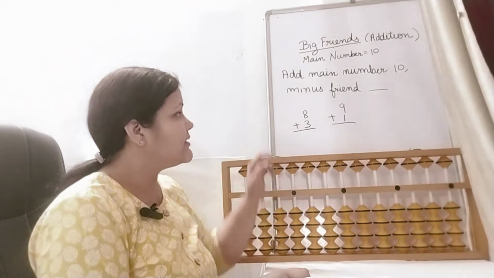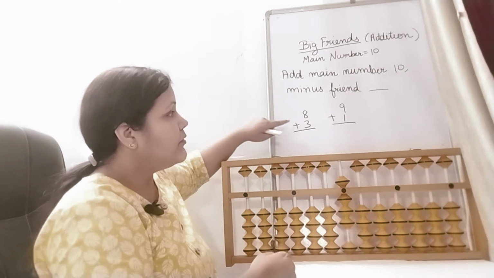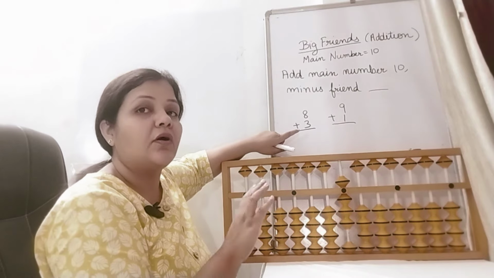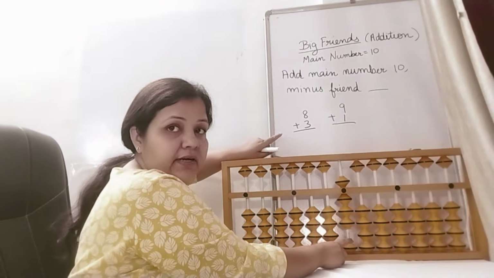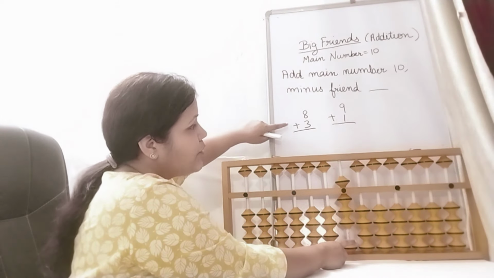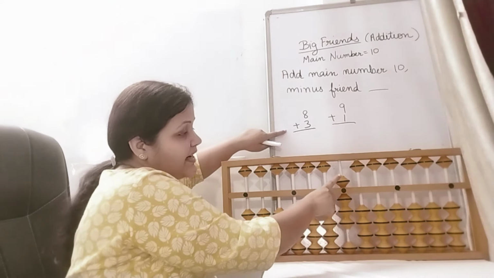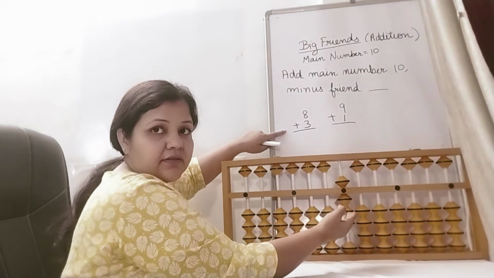Two more examples. 8 plus 3. Now plus 3, we can use small friend also, but not in all cases. Like here, 8 plus 3, we cannot add 3 directly. So if I want to use small friend, what will we do? We'll add plus 5 minus 2. But I cannot add 5 because it is already used.